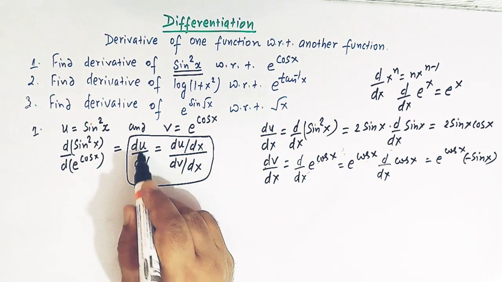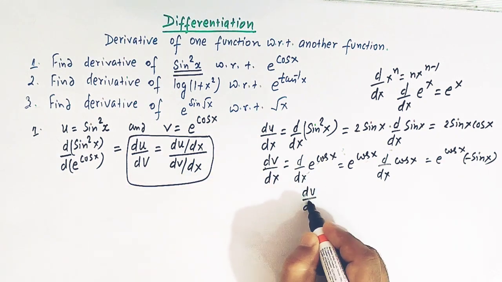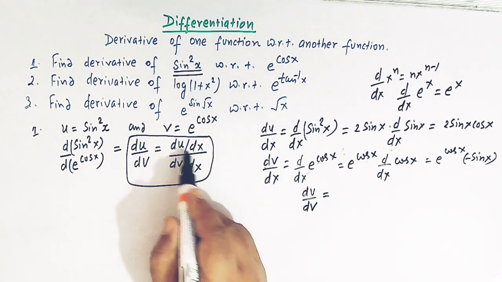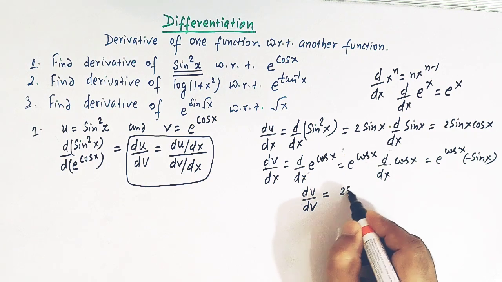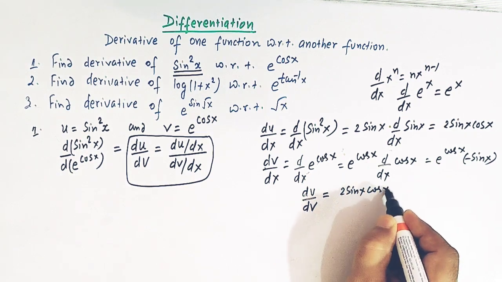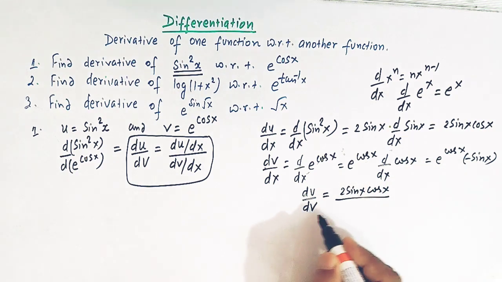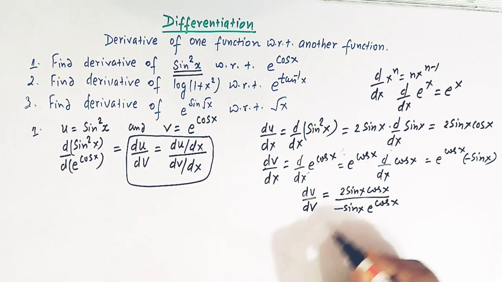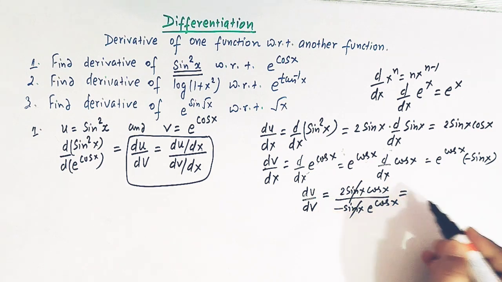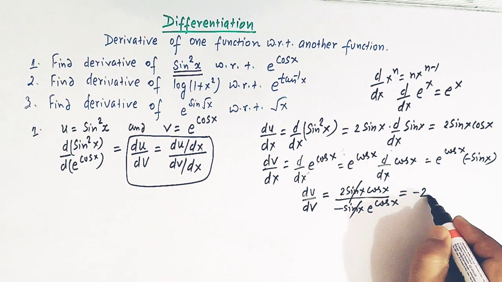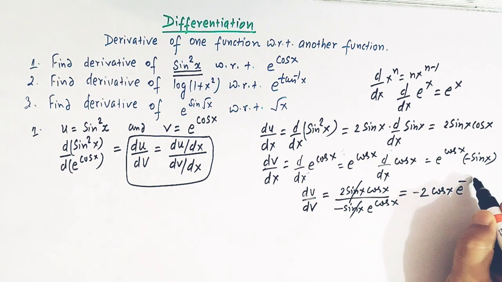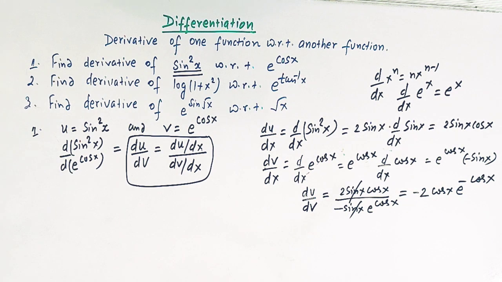Now du over dv can be written as du over dx divided by dv over dx. So du over dx is 2 sine x cos x divided by this term, that is minus sine x e raised to cosine x. Now sine x and sine x get cancelled, and we have minus 2 cosine x times e raised to minus cos x. So this is the required derivative.